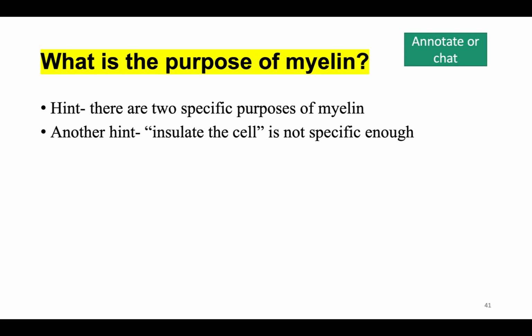So as I said, there are two purposes of myelin. One is to save energy in the form of ATP. The other is to save time. What we mean by saving time is that myelin, through saltatory conduction, increases the conduction velocity of the action potential. The action potential in a myelinated neuron travels faster than in an unmyelinated neuron.